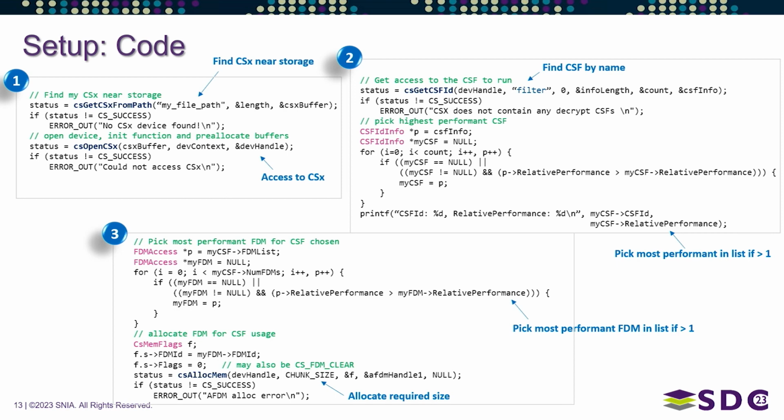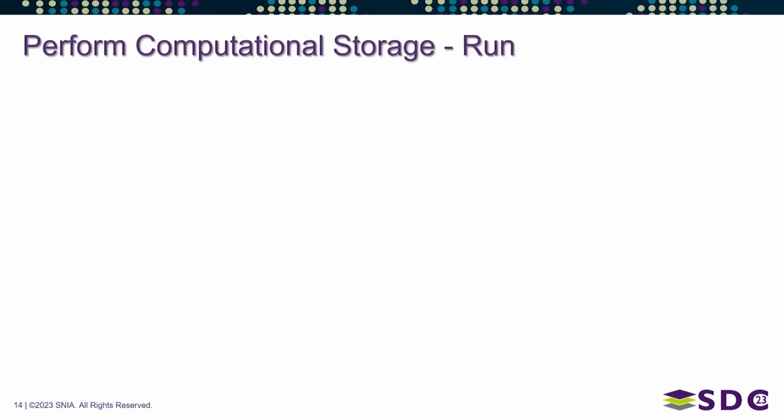So this is all it takes. This is all the code it takes to set up the device to run computational storage. So you have accessed the device, you have accessed the computational storage function, and you also allocated memory. Now the third step, you may allocate it multiple times because you need an input buffer, an output buffer. You may need more than one buffer depending on what type of program or a CSF function that you're running on the device.